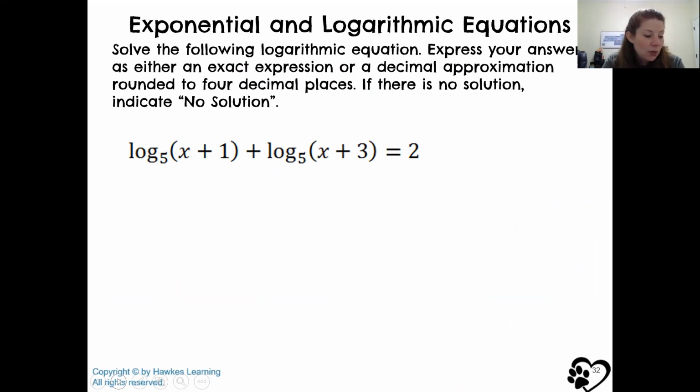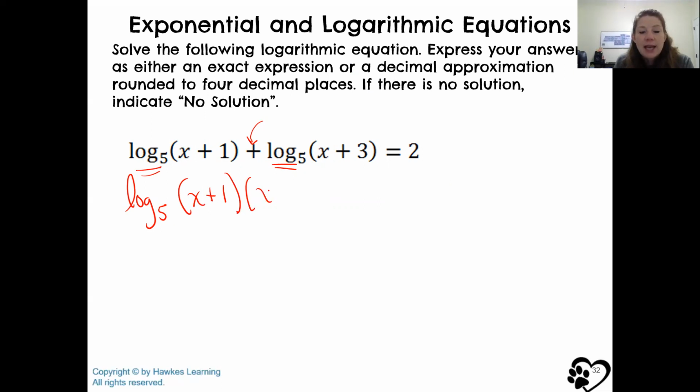All right, so let's look at a couple of these problems. This is a long one, right? It says, solve the following logarithmic equation. Express your answer as either an exact expression or a decimal approximation rounded to 4 decimal places. If there's no solution, indicate no solution. Since we see plus here, we're going to use multiplication. These match exactly, log base 5. So we're going to write log base 5 of x plus 1 times x plus 3 is equal to 2.